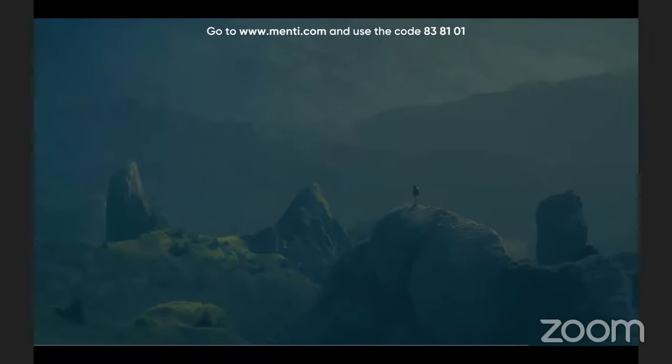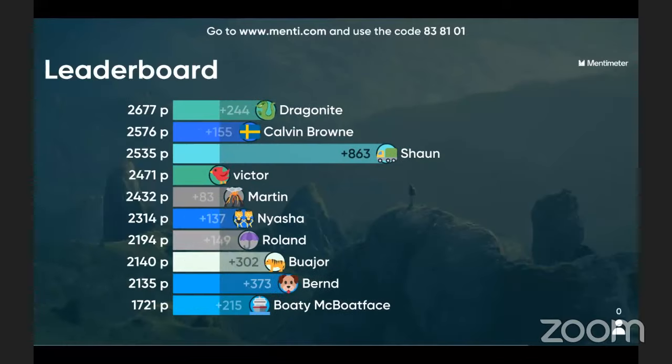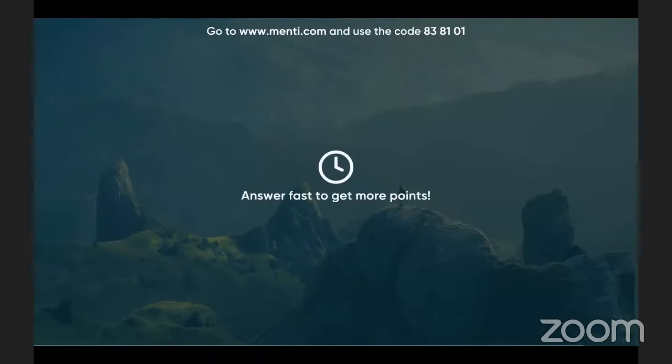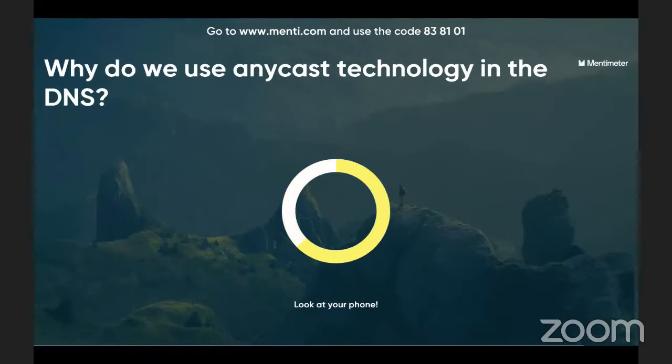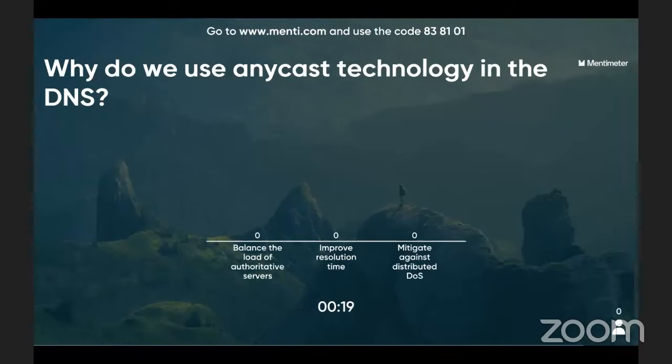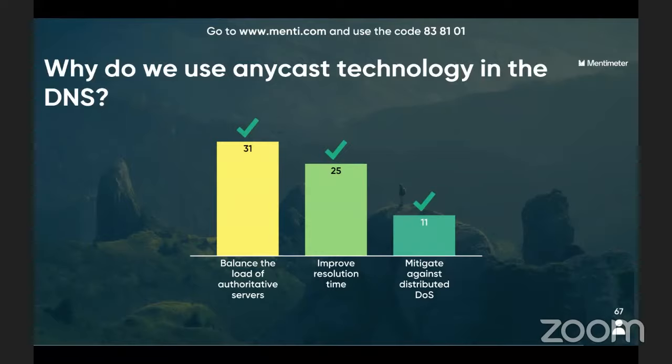Again, we go to Menti. Just let me open the Menti. So the question is, why do we use Anycast technology in the DNS? Three options. So far, 50 people. Okay, 3 seconds left. So we have balance the load of authoritative servers, improve resolution time, and some say mitigate against distributed DoS. Good. Well, congratulations, everyone.